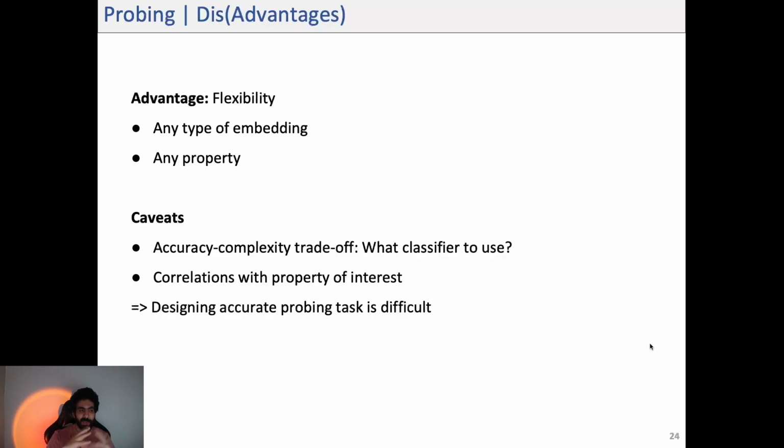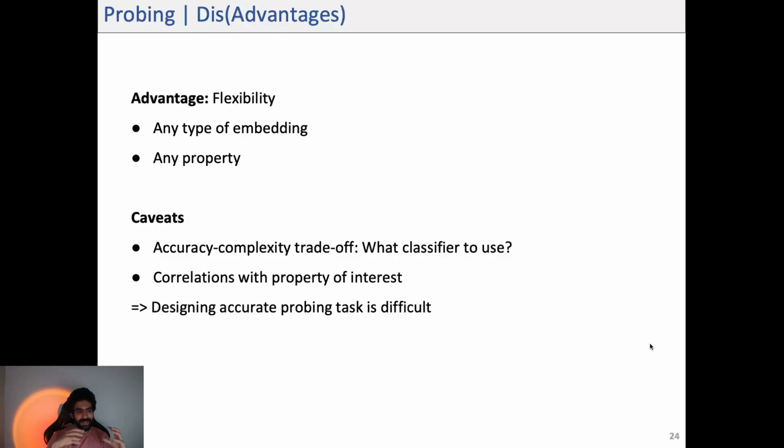First, there is an accuracy-complexity trade-off. If I use a very simple classifier and it does well, I can confidently say that the information was already present in the embeddings. But if I use a powerful neural network, maybe it is the classifier, not the embedding, that is learning the pattern. And second, there might be some spurious correlations. So the classifier could pick up on something that correlates with the target property, but isn't actually what we care about.